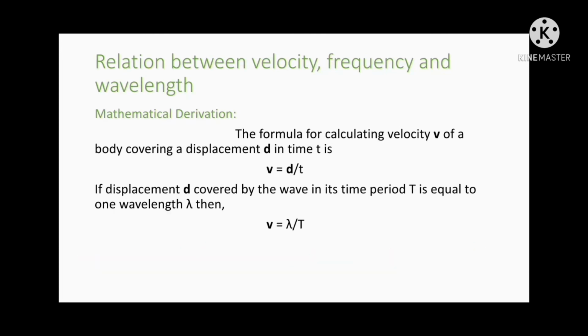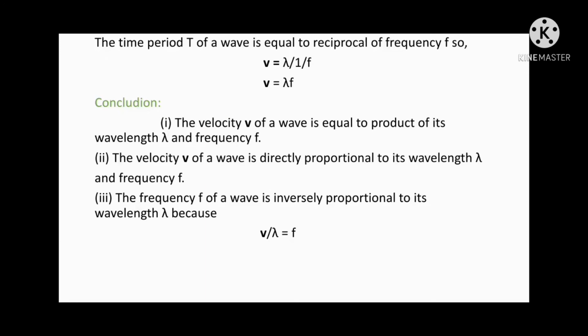Now, if the displacement d covered by the wave in its time period capital T is equal to one wavelength lambda, then we shall have v is equal to lambda over T. Now, the time period capital T of a wave is equal to the reciprocal of frequency f. So, we shall have v is equal to lambda over 1 by f. Finally, we shall have v is equal to lambda f.